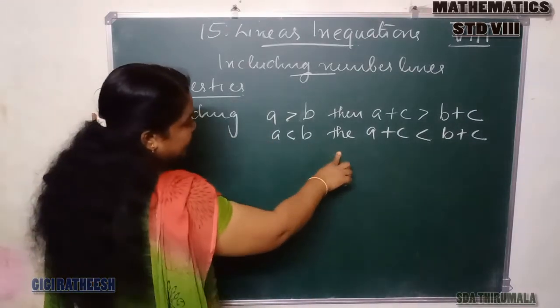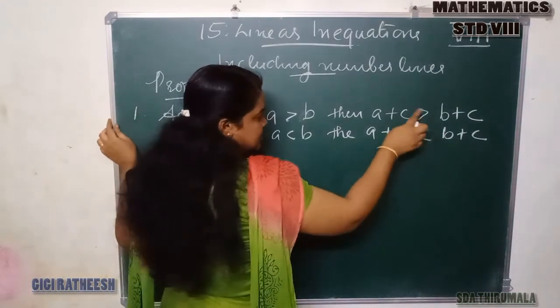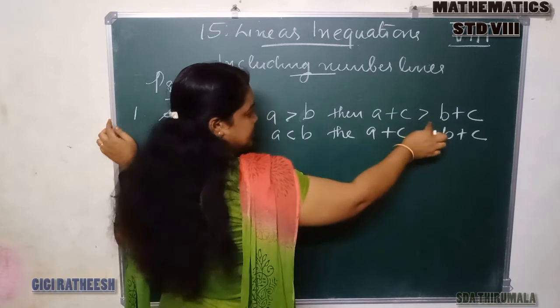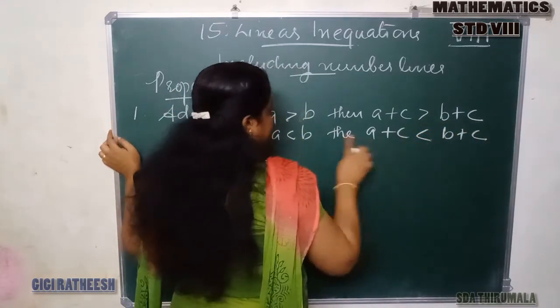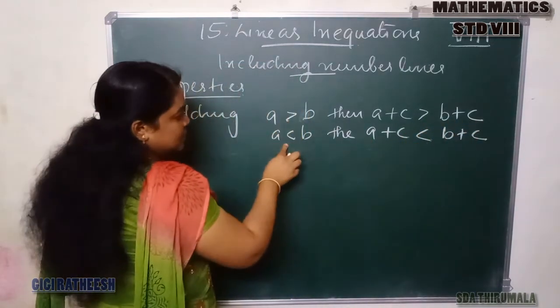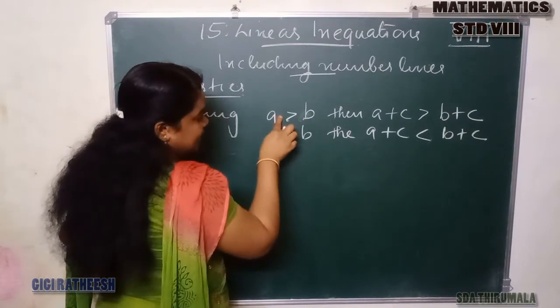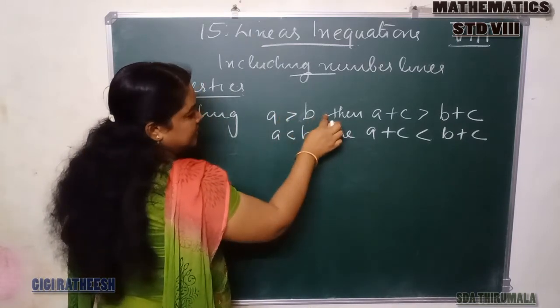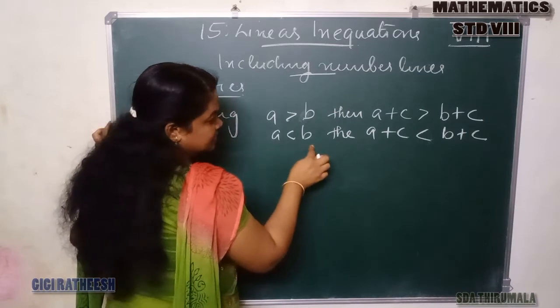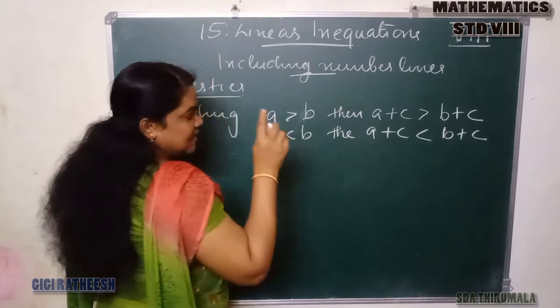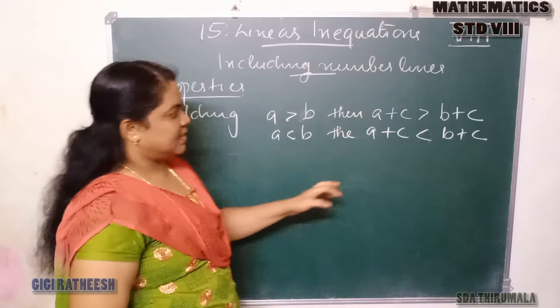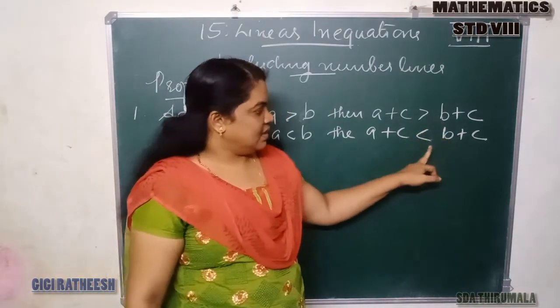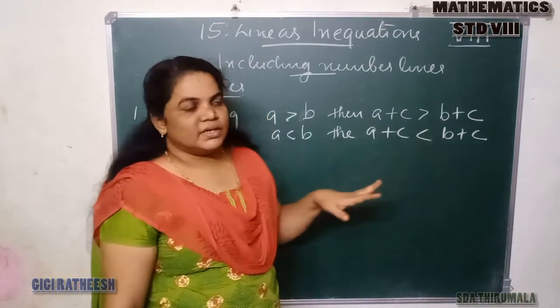Here c is added to both sides, so a plus c is greater than b plus c. Adding c on both sides, whether the inequality is greater than or less than, the inequality will not change.